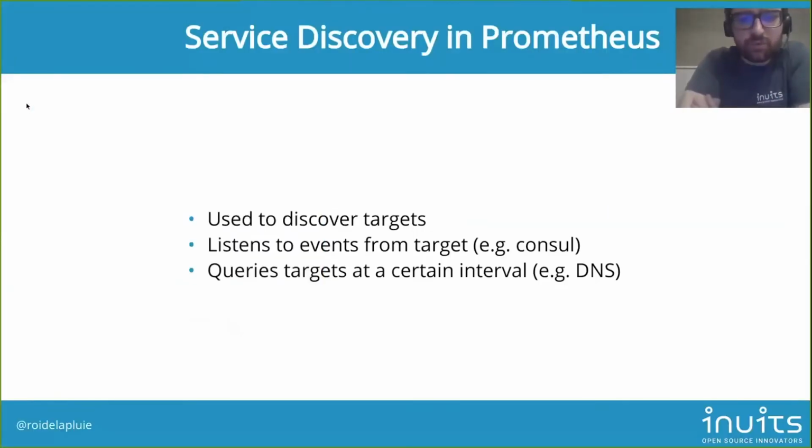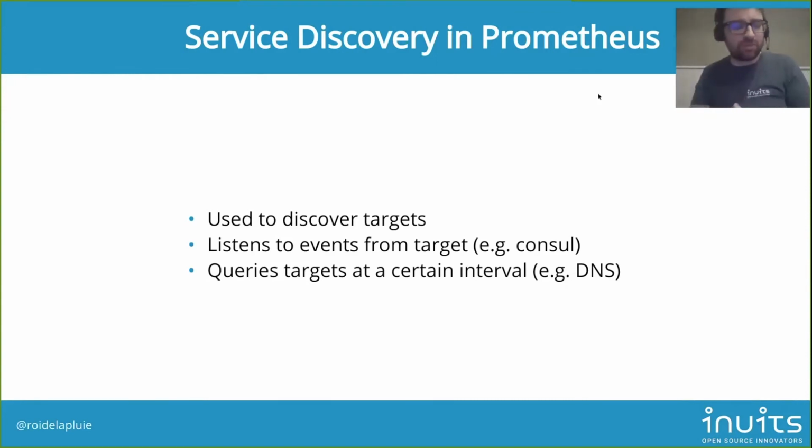So first of all, what is service discovery in Prometheus? Service discovery in Prometheus is used to discover targets, which means that when you want to scrape your pods, your containers, your VMs, we will directly talk to the source of truth to actually discover which ones we should monitor. There are 2 kinds of service discoveries: the ones which will listen to the source of truth all the time, like Consul, and when there is an update, Consul will tell Prometheus, hey, there is an update, and the other ones which will run every 30 seconds, every 1 minute. That is service discoveries in Prometheus.